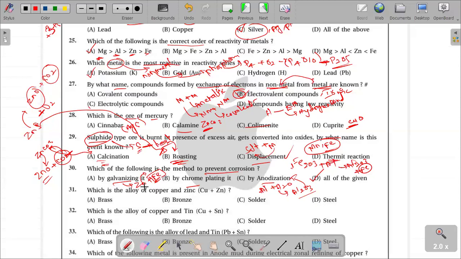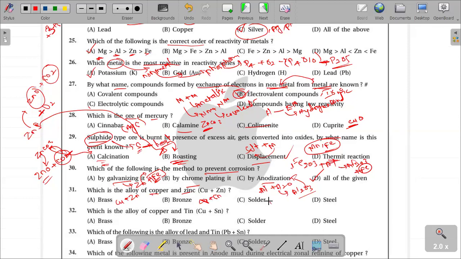Next, in which alloy are copper and zinc present? This one also I said before. Can anyone answer that? Copper and zinc, what is that? Brass means copper with zinc. Correct? Bronze means copper plus tin.